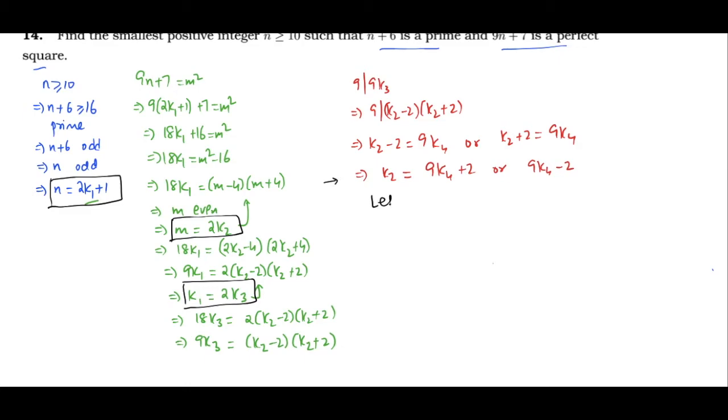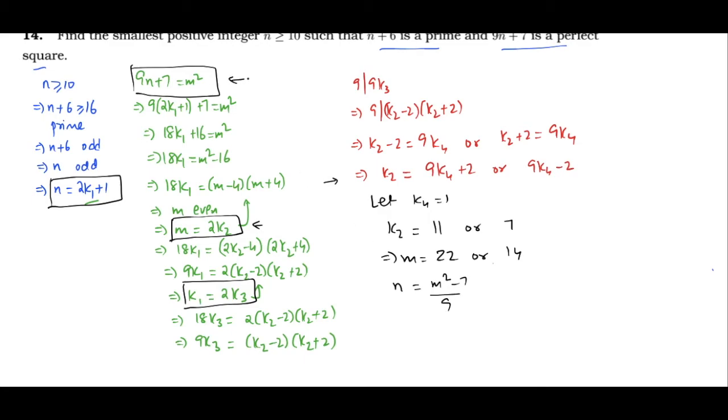Let's put k4 is equal to 1. We get k2 is equal to 9 plus 2, 11, or 9 minus 2, 7. And using this, let us find the m value. We get m is equal to, m is 2k2, so m is 22 or 14. Now we have n in terms of m from here. We get n is equal to m square minus 7 by 9 from this equation. So if we substitute 22 or 14, we get 22 square minus 7 by 9, or 14 square minus 7 by 9.